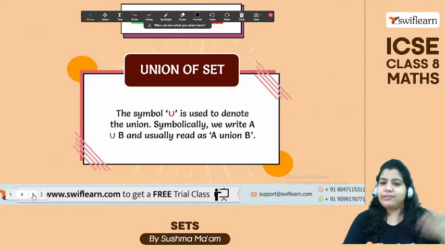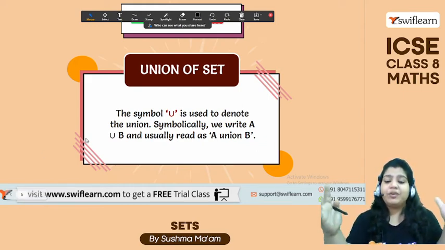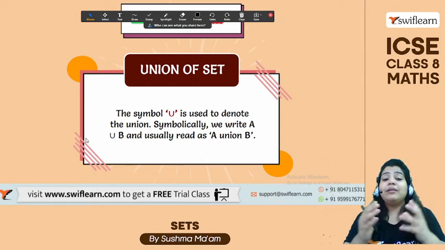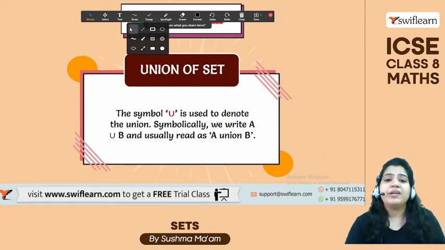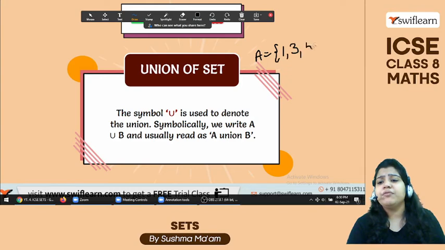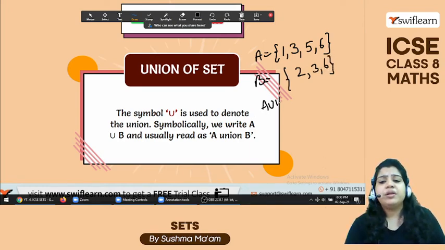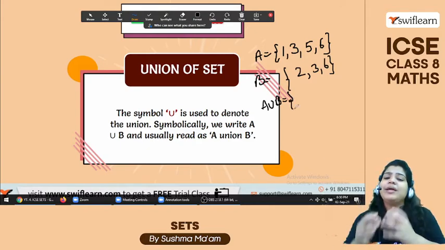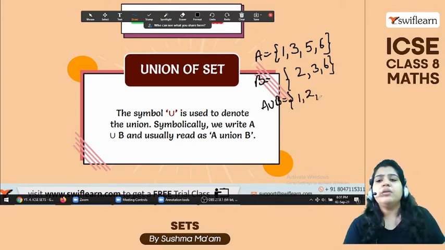But before that, let's recall. In yesterday's class we have learned union of sets. What is the meaning of union? When we have two different sets and we combine them with no repetition, union is represented with the symbol U, read as A union B. If A has some elements 1, 3, 5, 6, and in set B we have elements 2, 3, 6, then A union B means the common elements and the extra elements, everything is in the new set: 1, 2, 3, 5, 6.